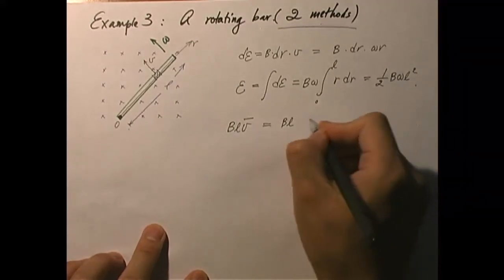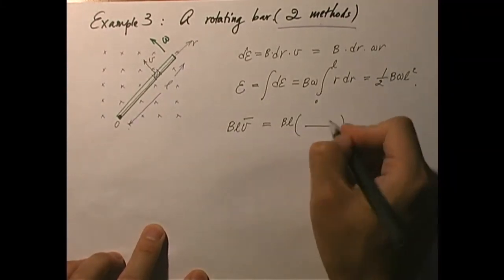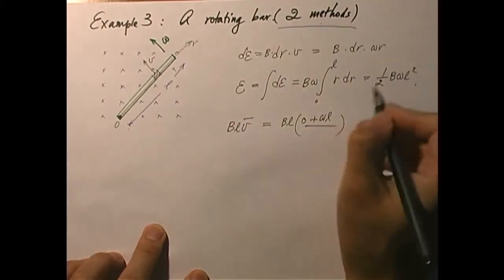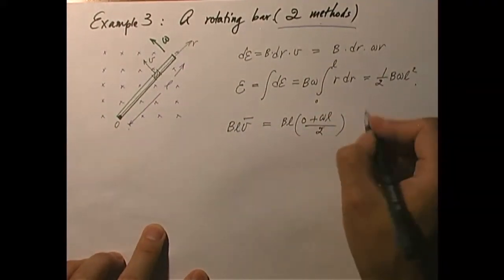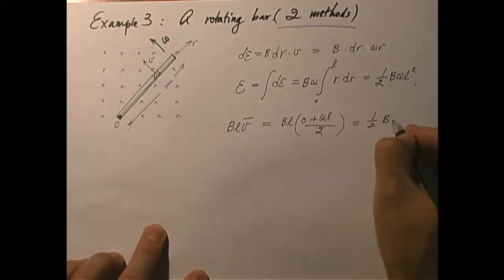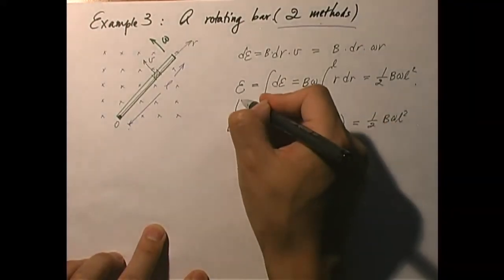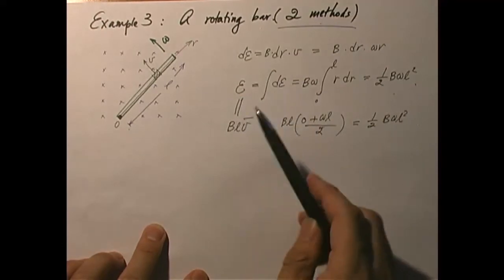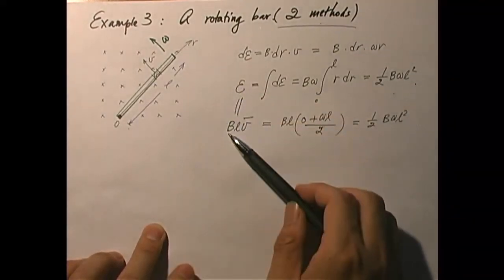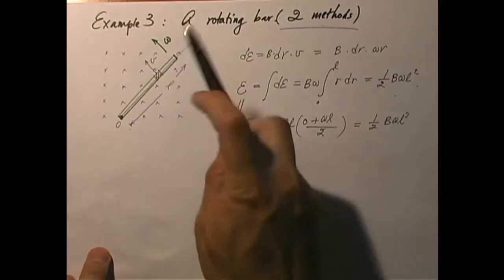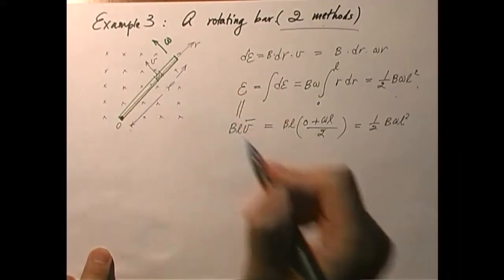B, L, and then this speed, which is 0, plus that speed, which is what? Omega times L, right? And you divide it by 2. You see, that is 1/2 B L squared times omega. See, that's the same. Okay? So really, the reason why we got that answer is because I have to use some sort of average cutting speed over the entire bar, and since the speed changes linearly, I only use the speed in the middle as the average speed. So there we go.